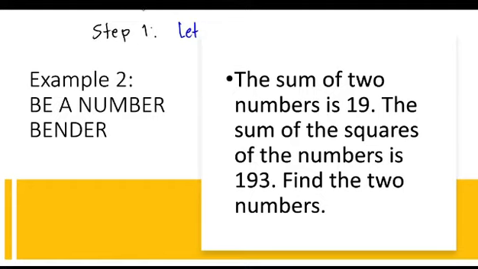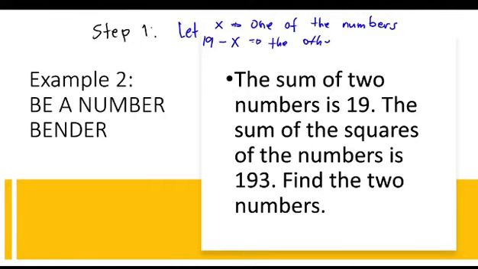So if we represent it, let's represent for the first number. One of the numbers will be x. Tapos, di ba, parang ang sum nung dalawang number ay 19. So, to do that, we can represent the other number as 19 minus x. Okay? So, this will be the other number.